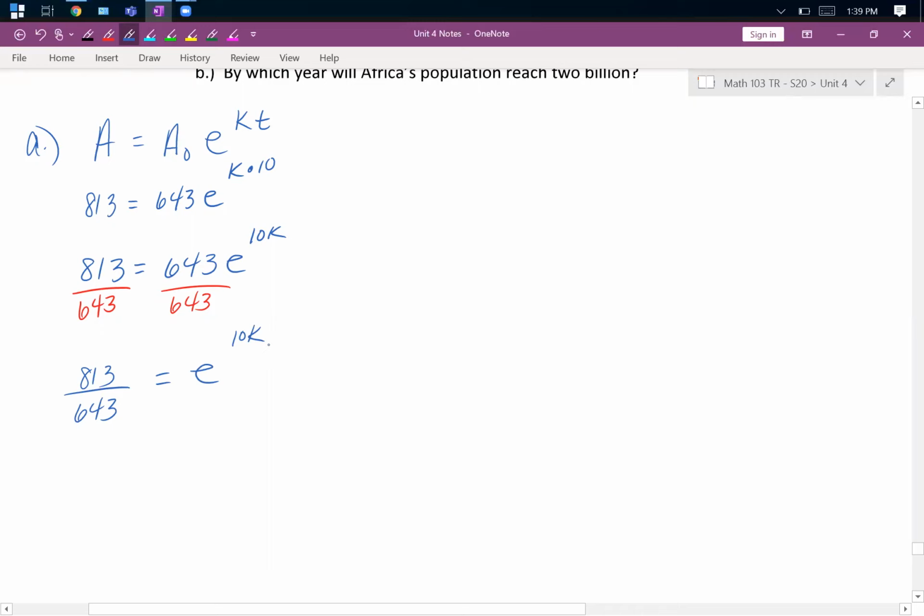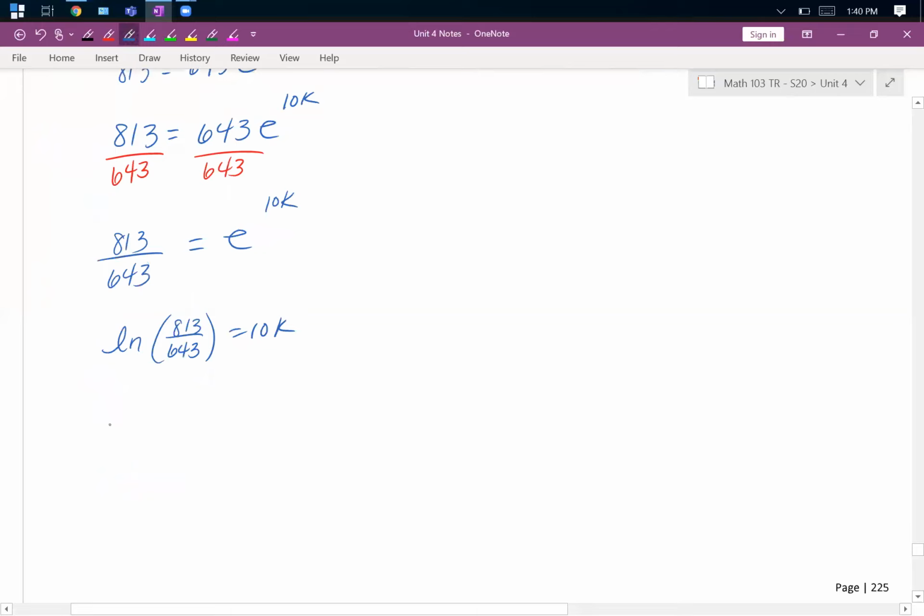One-to-one property is not going to apply because our exponential base is e. So instead, we want to rewrite it in logarithmic notation. Our logarithmic rewrite will be natural log of 813 over 643 equals 10k. And then we need to divide both sides by 10. We get k to be the natural log of 813 over 643, all that divided by 10.